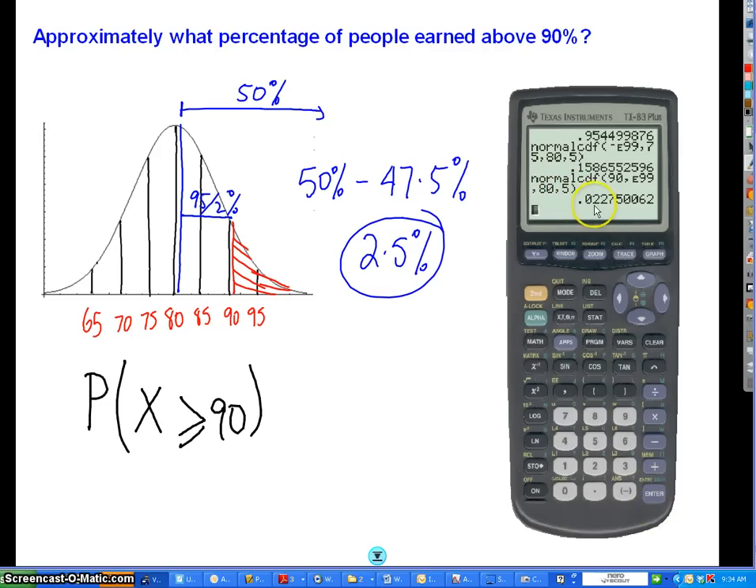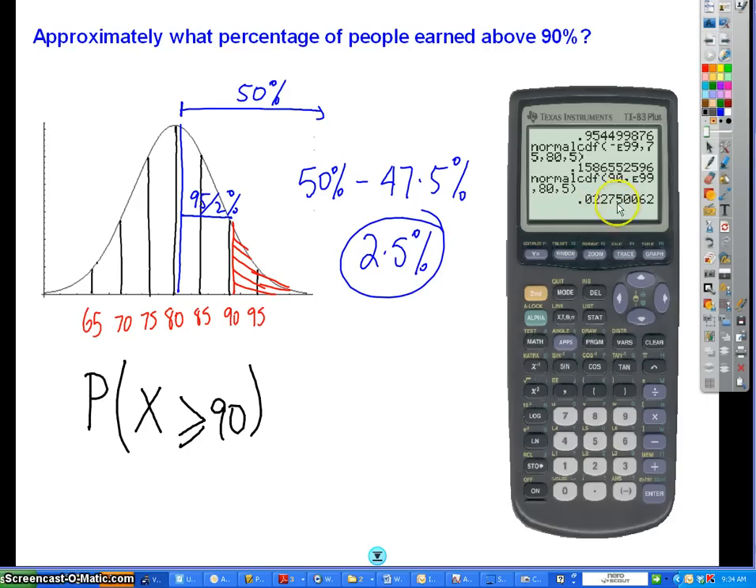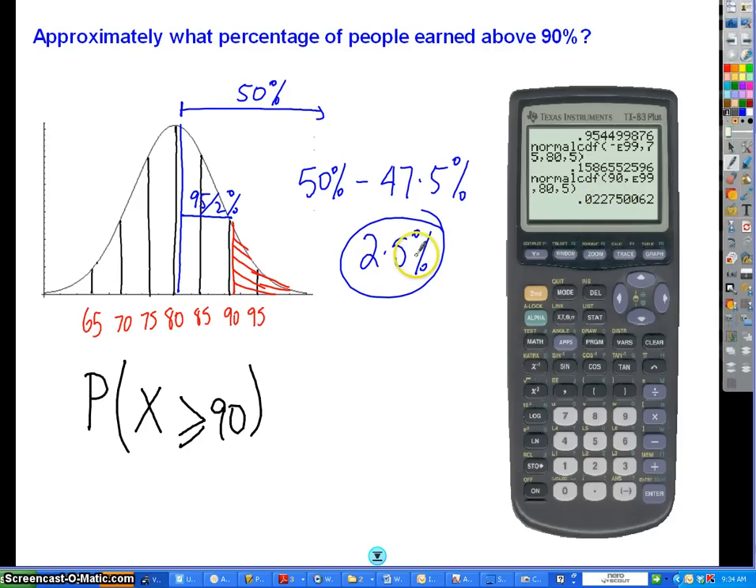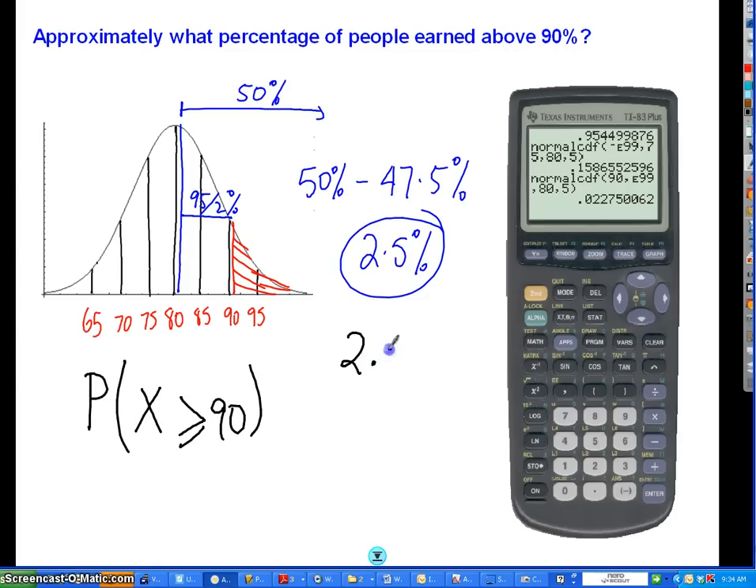And let's have a look. That's 2.27%, or 28%. We got before 2.5, so 2.28%, and that's what our calculator tells us. Now, it's always good to have this ballpark, but of course from now on, guys, you will be using technology to calculate these percentages. Okay, have fun.